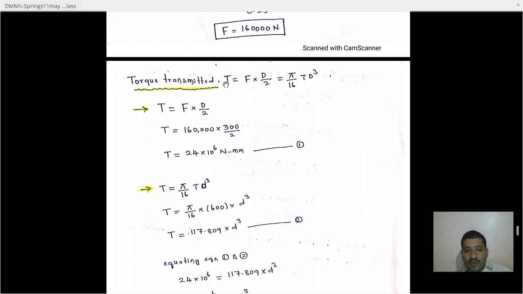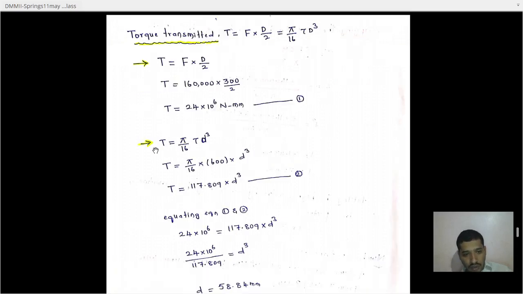After that, the torque formula T equal to pi by 16 into tau into d cube. Pi by 16 as it is. The shear stress value is already given as 600 Newton per millimeter square, into d cube. If you calculate the whole value with the help of a calculator, you will get the answer 117.809 into d cube.